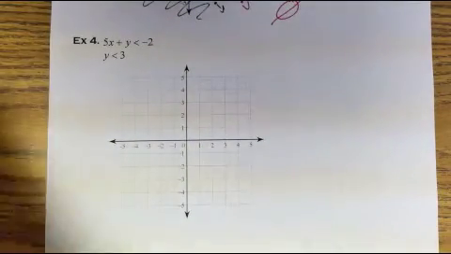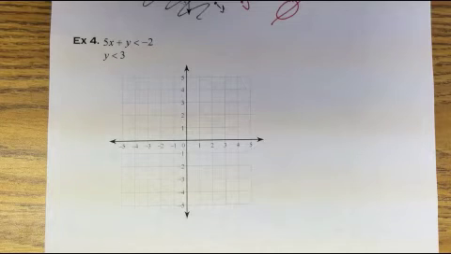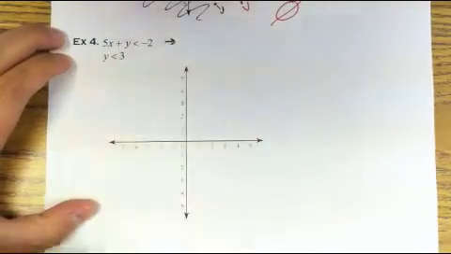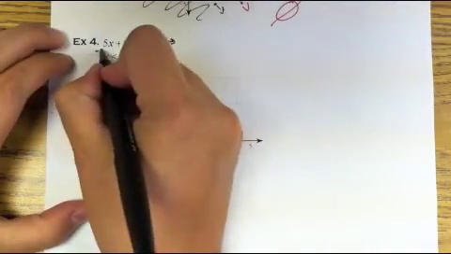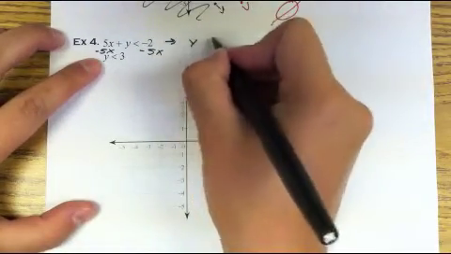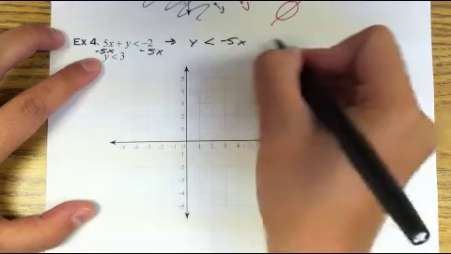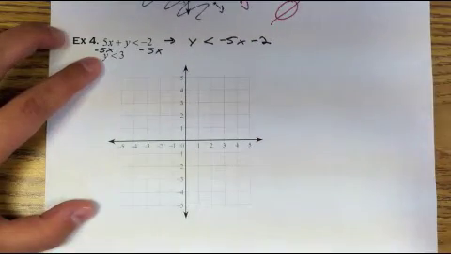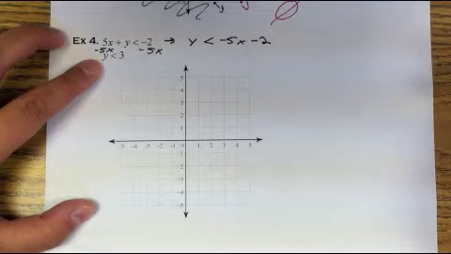Okay, top equation, no good, right? It's not in slope-intercept form, so let's change that real quick. All right, what do we got to do first? Get rid of that x, move it to the other side. So we're going to subtract 5x from both sides. So we have y is less than -5x minus 2. We can't combine those, they aren't like terms. Is y by itself? Yeah, that was pretty easy actually.